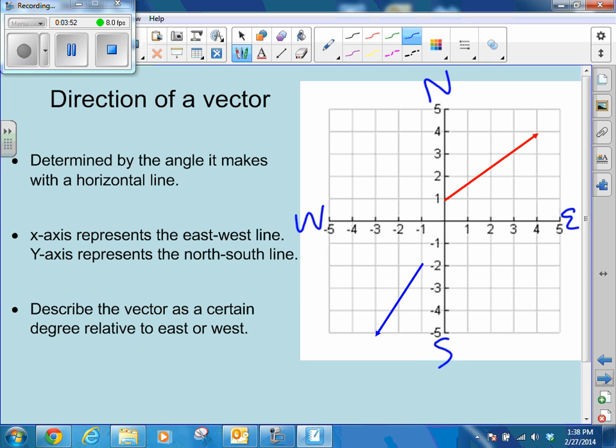Now, with our vectors, you need to know two things: the angle and the direction. Those are the two things you must know in order to tell me the actual direction of a vector. It's determined by the angle it makes with a horizontal line. So if you look at this red vector, where am I going to get my angle from? What am I going to have to do first? Connor? Right, you have to find the component form and the magnitude.